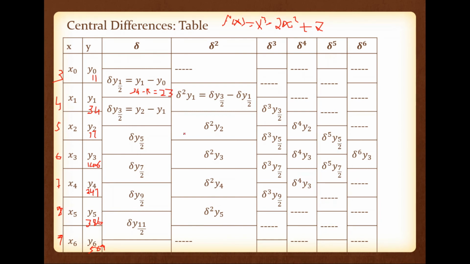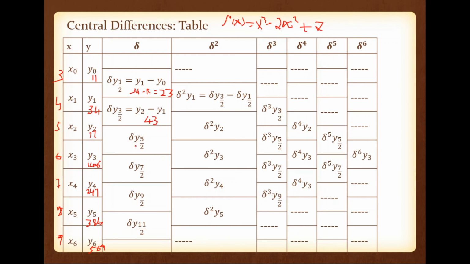So this is 23. Okay. Then similarly, this is delta y 0.5, the middle point of 0 and 1. Now the middle point of 1 and 2 is delta y 1.5, that is y2 minus y1, 77 minus 34. So what is 77 minus 34? That is 43. So this is 43.